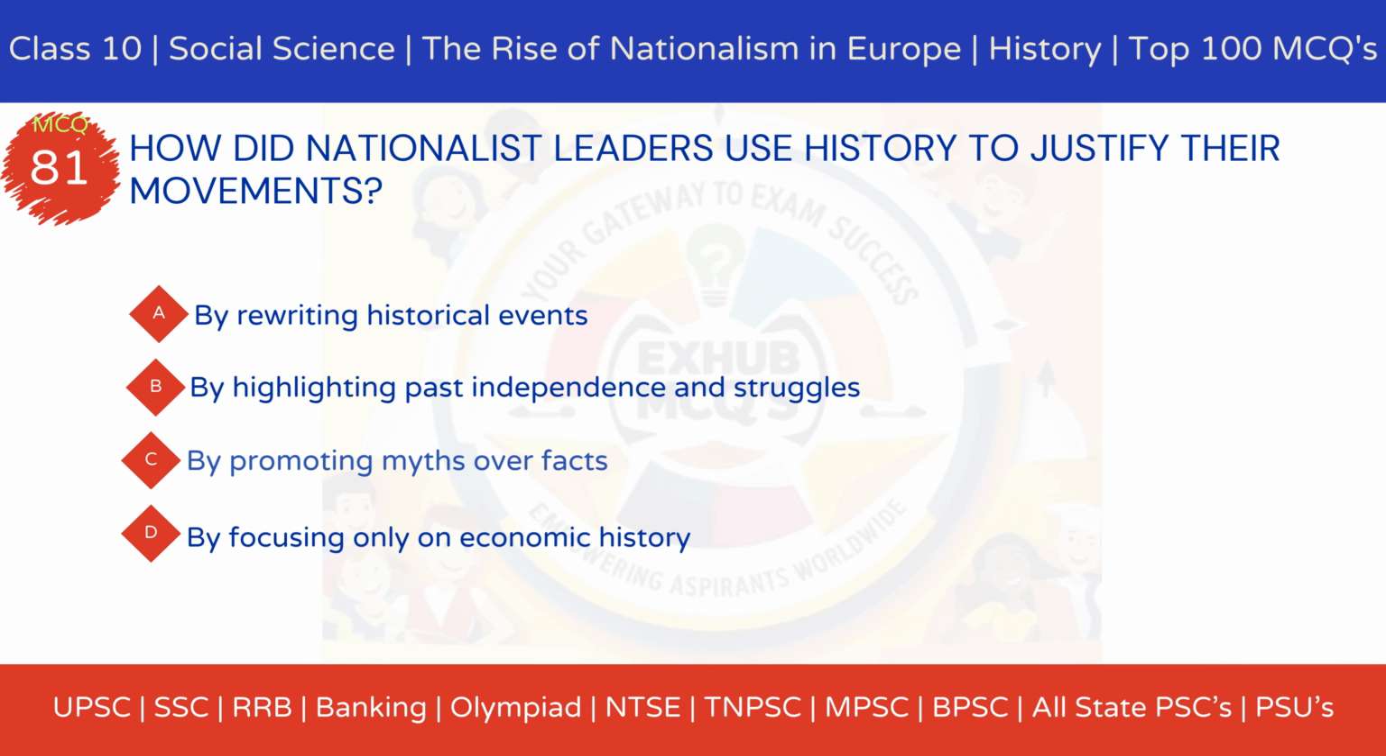MCQ 81. How did nationalist leaders use history to justify their movements? Option A, by rewriting historical events. Option B, by highlighting past independence and struggles. Option C, by promoting myths over facts. Option D, by focusing only on economic history.